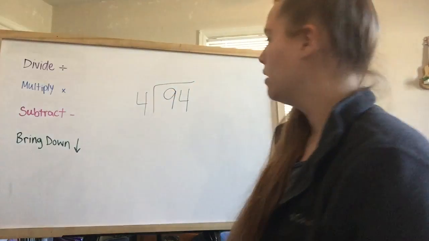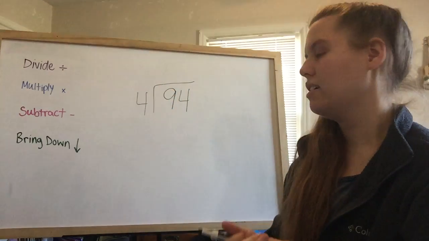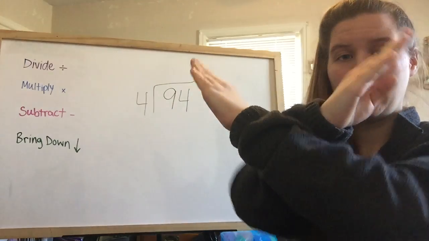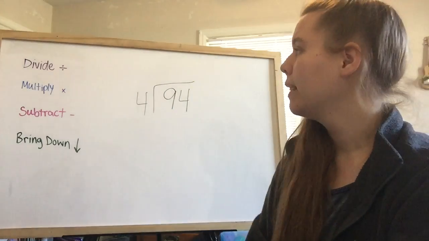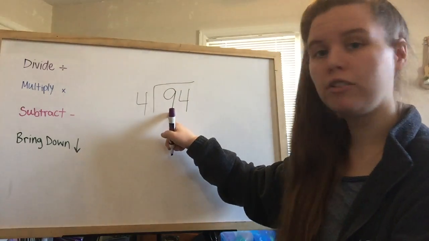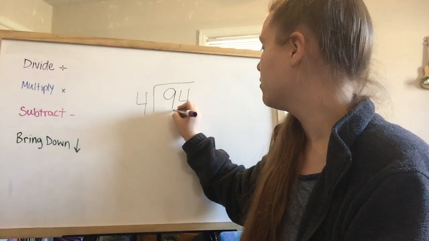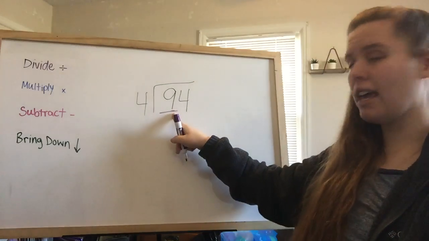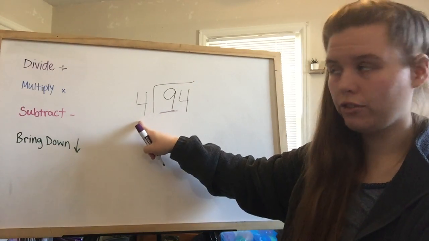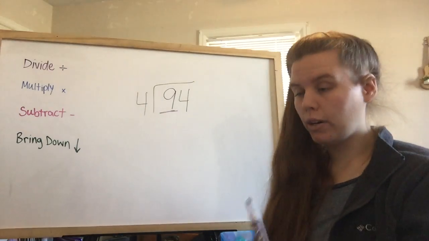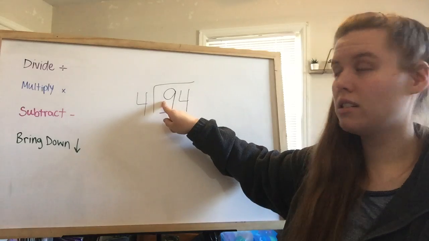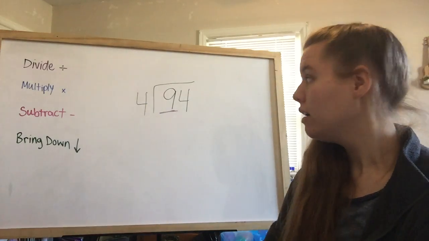All right, we're going to use the exact same process that we've been using. We're going to use divide, multiply, subtract, bring down. First, divide. So if we remember from our last example, I'm going to take my first number and I'm going to say, can I divide 9 into 4 groups and not have a fraction? In other words, can I count by 4s until I say 9 or something a little bit less than 9?